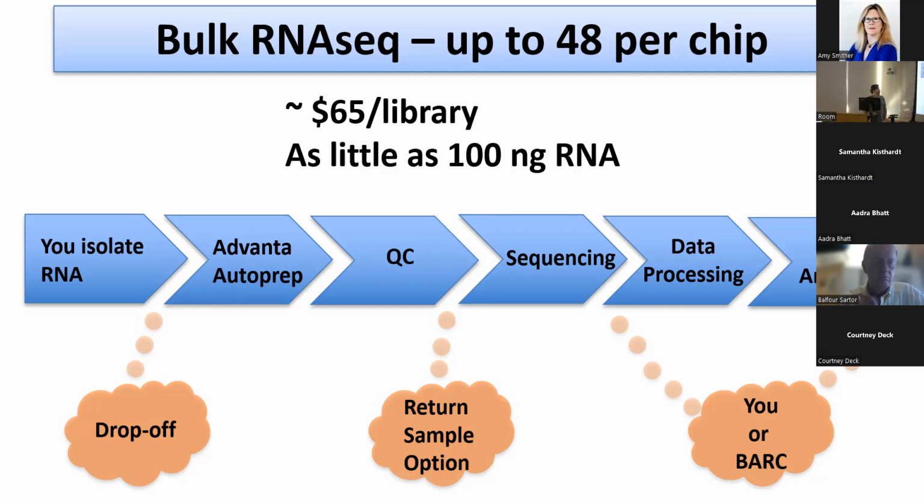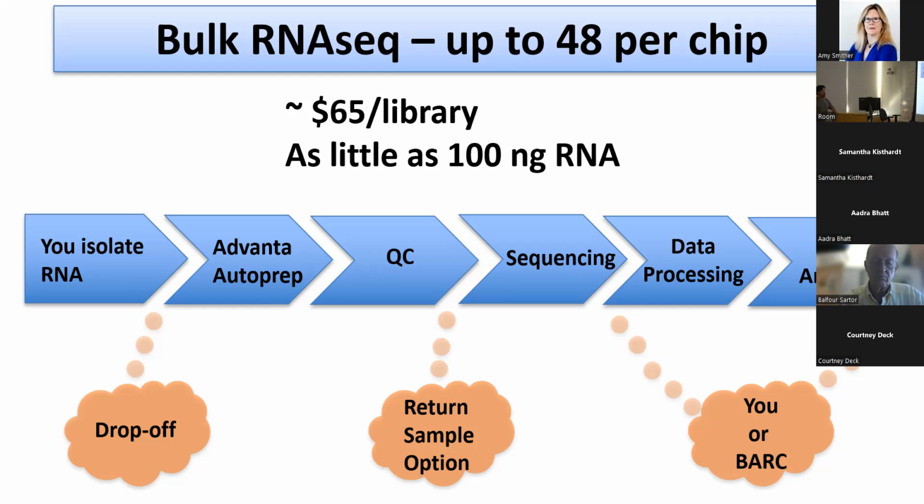You drop that off to us, and we run the Advanta auto prep system. That's essentially the technology. It's called Advanta. It's from Fluidigm. We do a number of QC steps for you to make sure that before you go into the really expensive part of sequencing, the libraries look good and that they're ready to be put onto the sequencing instrumentation. At this point, we can return the sample to you. So if you want to sequence using your own platform, or you want to send it away, or whatever you want to do, we can return the samples to you here and you can sequence it yourself.